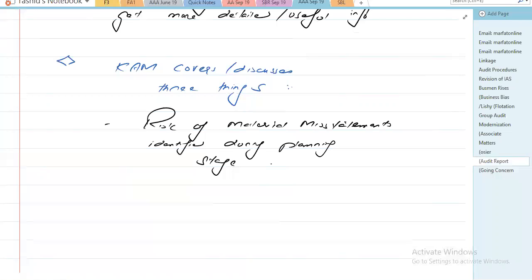So indirectly, you are saying to them that, okay, when we were at the planning stage, we identified these risk of material misstatements, and then we gathered the evidence. Although we are not going to write this thing, I'm just explaining it to you, that when I'm writing the risk of material misstatement, indirectly what I'm saying to them, that these were the risks, and then I just checked it, that okay, these were only the risks, and this is not the case in the financial statement. Financial statement are true and fair.